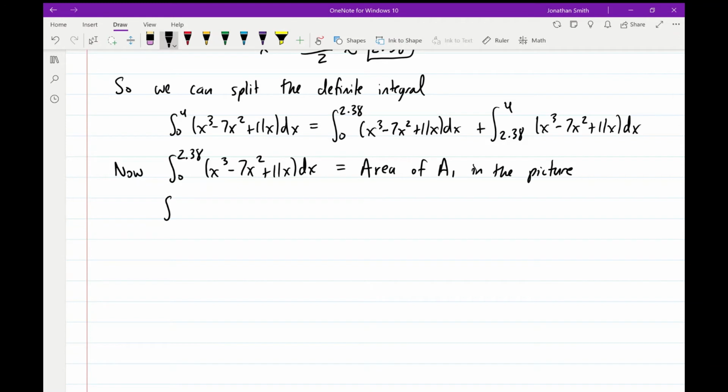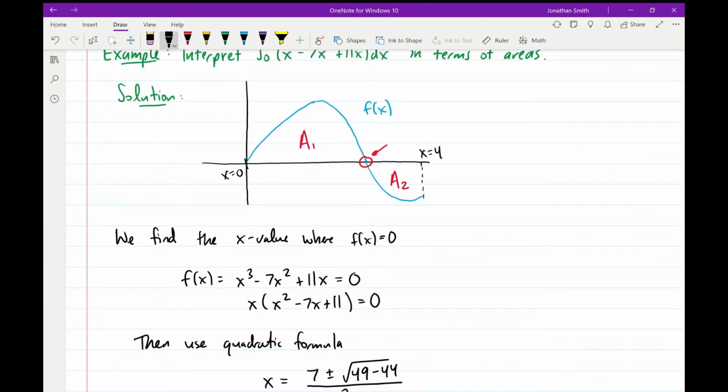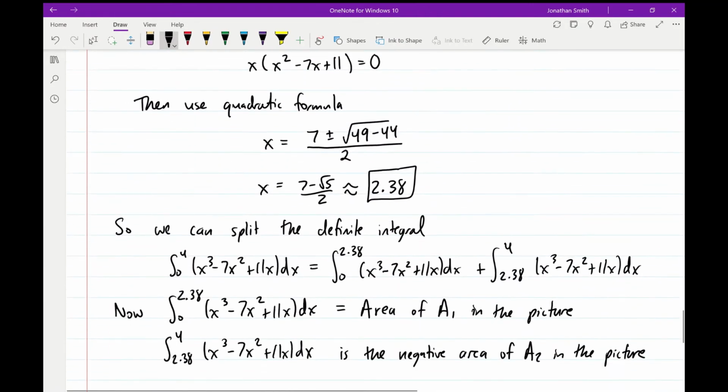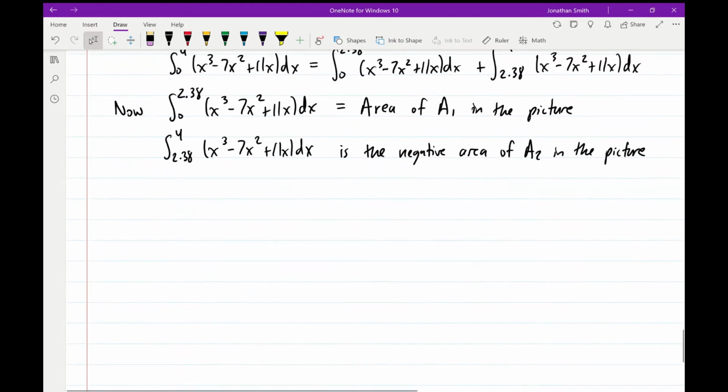And this integral from 2.38 to 4 of x cubed minus 7x squared plus 11x dx is the negative area of A2 in the picture. So again, A2 was this area from x equals 2.38 over to x equals 4, and this definite integral is giving us a negative area of the same magnitude as A2.